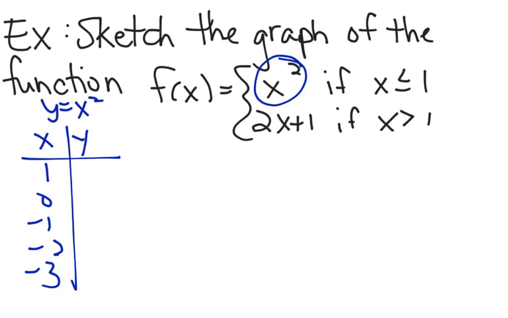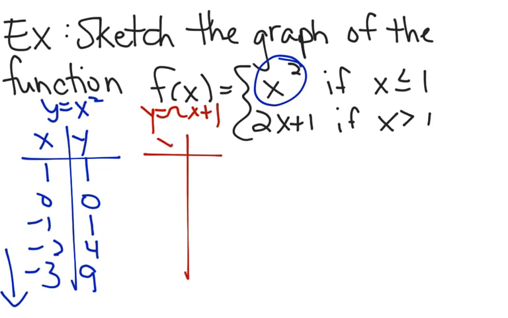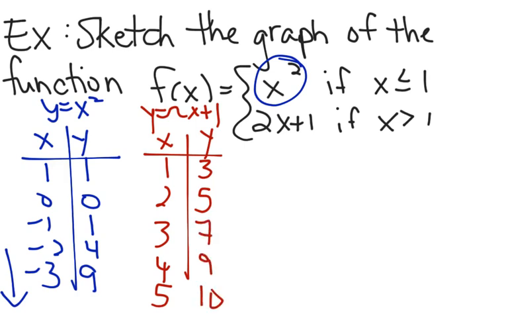And then I make my table. So 1 squared is 1, 0 squared is 0, -1 squared is 1, -2 squared is 4, -3 squared is 9, and that graph is going to be a ray. The second function, y equals 2x plus 1, I'm going to graph that for x greater than 1. I'm still going to start with the value of 1, but now I'm going to give some values that are greater. So when x is 1, y is 3. When x is 2, it's 5, 3, 7, 4, 9, 5, 10.